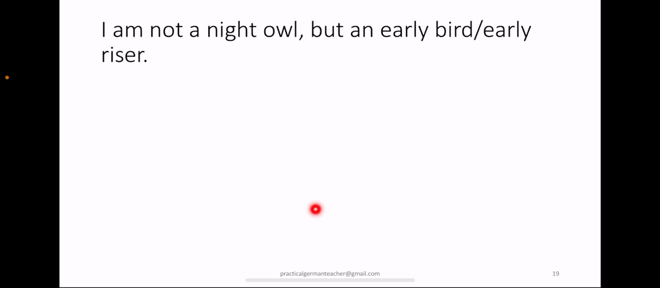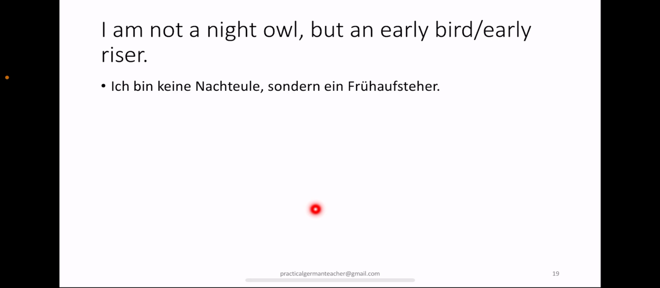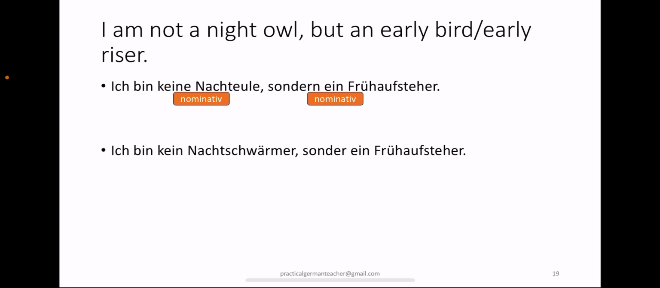I am not a night owl, but an early bird or an early riser. How can you say this? Ich bin keine Nachteule, sondern ein Frühaufsteher. Another example of not A but B. Another way to say the same thing is ich bin kein Nachtschwärmer, sondern ein Frühaufsteher.